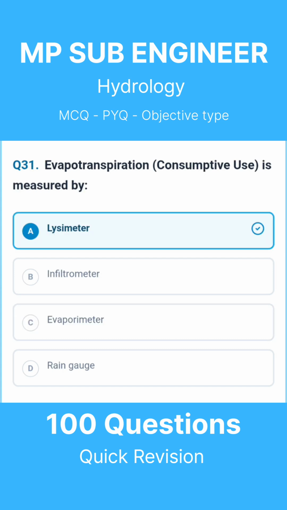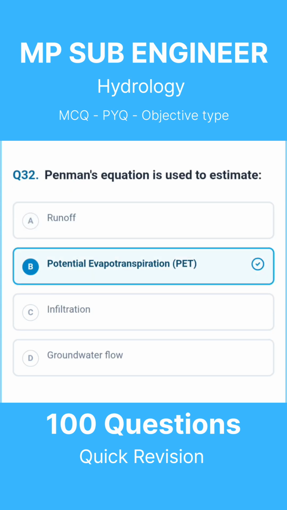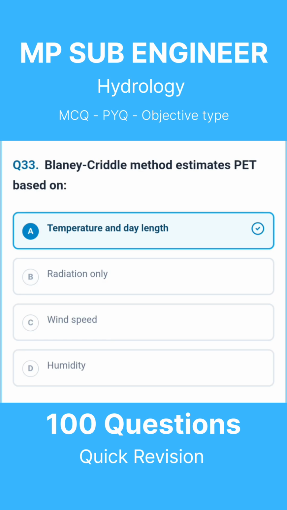Question 31. Evapotranspiration, consumptive use, is measured by. The correct answer is lysimeter. Question 32. Penman's equation is used to estimate. The correct answer is potential evapotranspiration (PET). Question 33. Blaney-Criddle method estimates PET based on. The correct answer is temperature and day length.